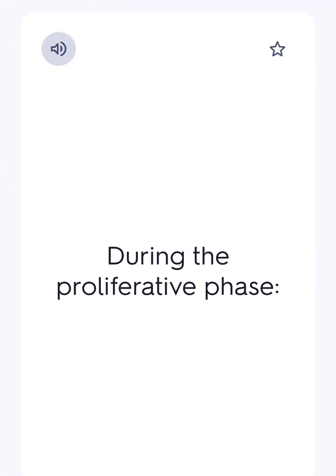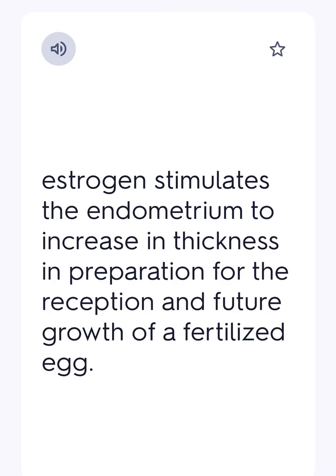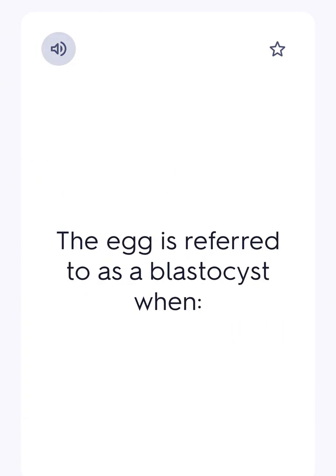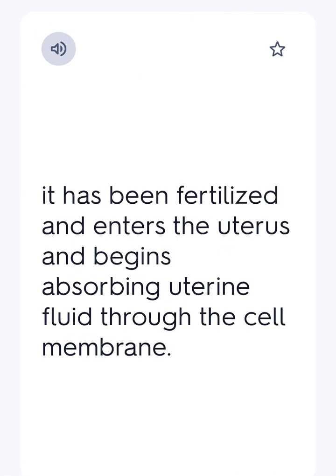During the proliferative phase, estrogen stimulates the endometrium to increase in thickness in preparation for the reception and future growth of a fertilized egg. The egg is referred to as a blastocyst when it has been fertilized and enters the uterus and begins absorbing uterine fluid through the cell membrane.